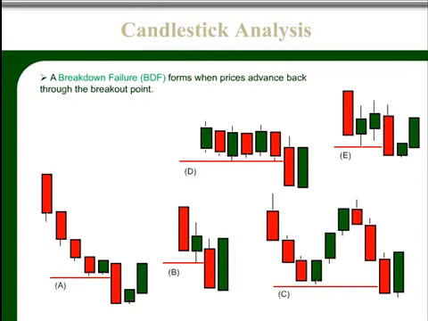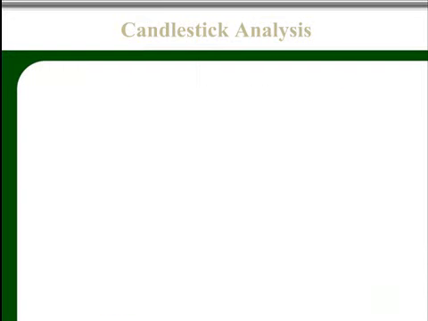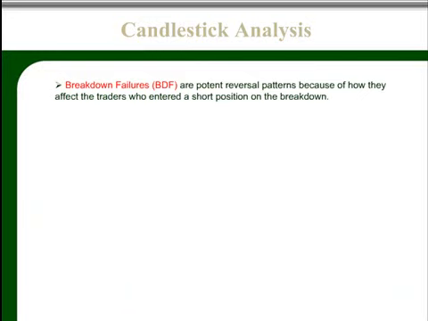If prices immediately advance back through the point where prices broke down from, it changes the expectations of traders who sold short the breakdown because they're now holding a losing position. This will likely lead to an increase in buying as the losing traders close their position. Breakdown failures are potent reversal patterns because of how they affect the traders who entered a short position on the breakdown.